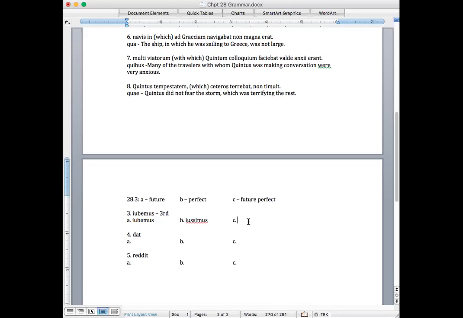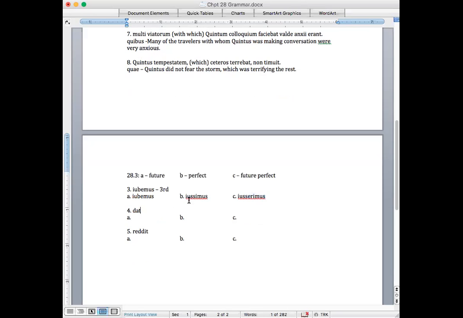And then to make it future perfect, I need that perfect stem. So UC, and then I'm going to drop off the I, and then I'm going to add ERIMUS. Remember that I need my perfect stem plus my future form of sum, which is erimus. Dat means give, comes from do, dare. It's first conjugation.